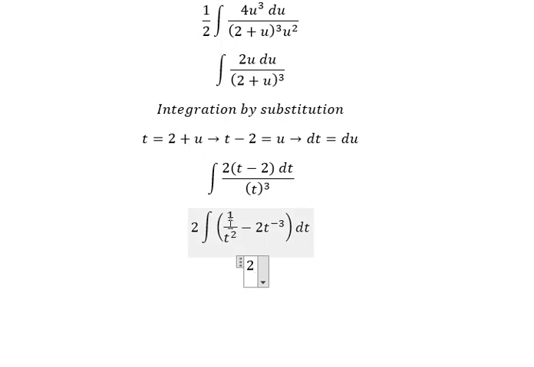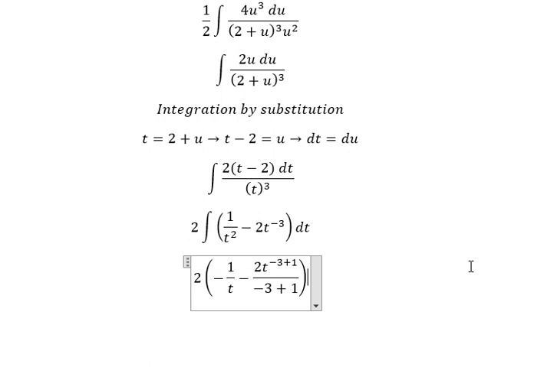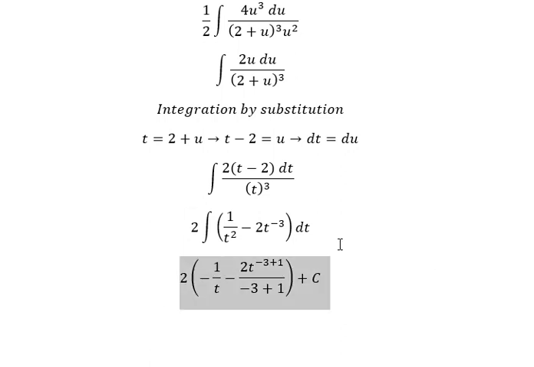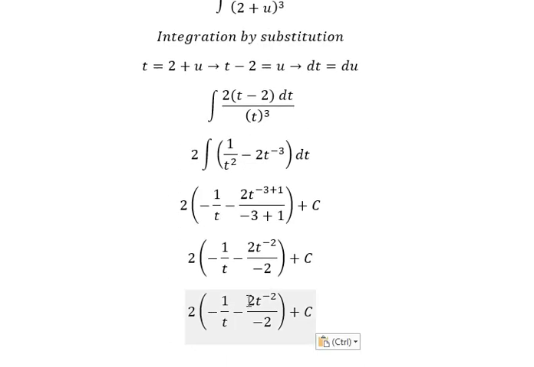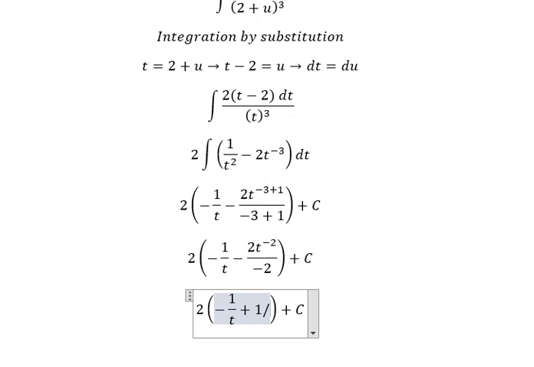The integration of 1 over t squared in here, you get negative 1 over t. The integration of t to the power of negative 3, you get t to the power of negative 3 plus 1 over negative 3 plus 1. And we put c in here. This one, you get negative 2, negative 2. Negative 2 simplify negative 2. So this one you get 1 over t squared.